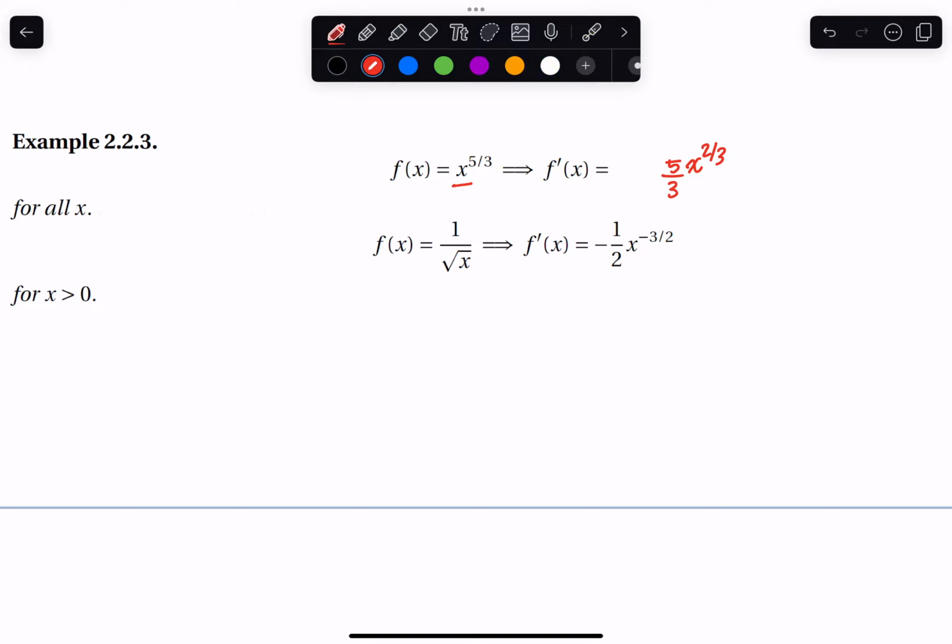In the next example, we have the function 1 over square root of x, and if we take the derivative, let's first write this as a power, so this is x to the power minus 1 over 2. If we take the derivative, this minus 1 over 2 comes as a multiple, and we decrease the exponent by 1, so we get this expression.